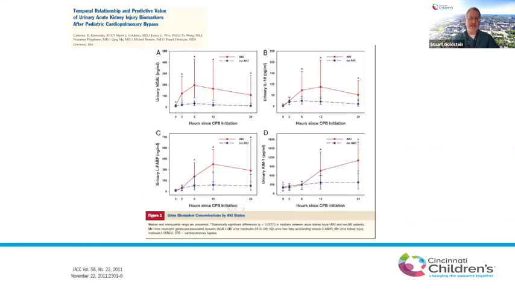NGAL, IL-18, L-FABP, and KIM-1 are also other biomarkers that have been studied. And in another study from Cincinnati Children's, looking at 220 patients after bypass, you can see that all of these biomarkers in patients who develop AKI, this time in red, are elevated. But they become elevated at different time points. And so it's likely we'll need to use a biomarker panel in different situations to better delineate the time course, or where we are in the time course of AKI, for a particular patient.